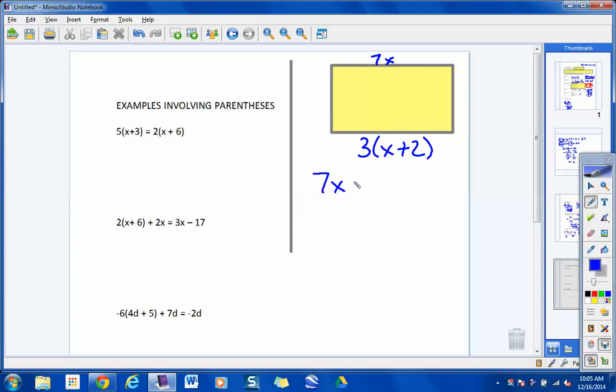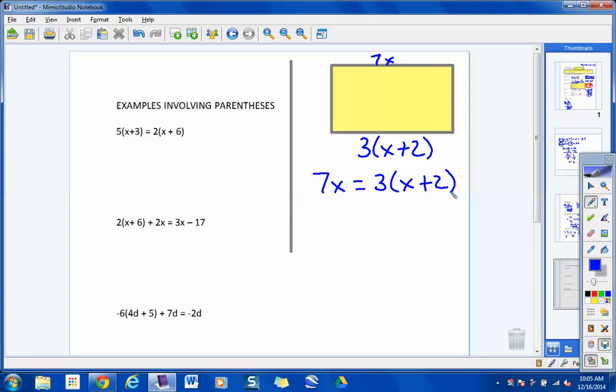I'm going to call 7x equal to 3 times x plus 2. Okay? So in something like this, the top and the bottom are labeled differently this time, right? We don't call the bottom one thing and the very top the exact same thing. We have different expressions for them. But we know enough about rectangles to say, hey, the top length has got to be equal to the bottom length here, right? Okay?